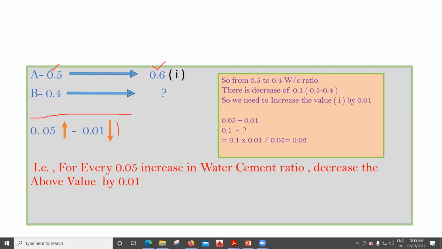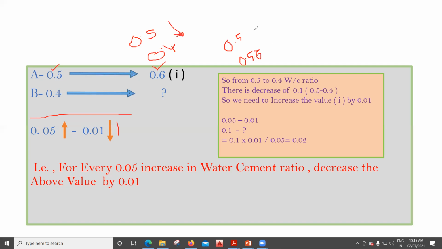If you see this table, it is prepared for 0.5. Our water cement ratio is 0.4. That means from 0.5 to 0.4 we have come down, no? If we have come down, then this value has to be increased. One way of understanding: let us say the table is prepared for 0.5, but I got a water cement ratio of 0.55. Now from 0.5 to 0.55 we have gone up, right?